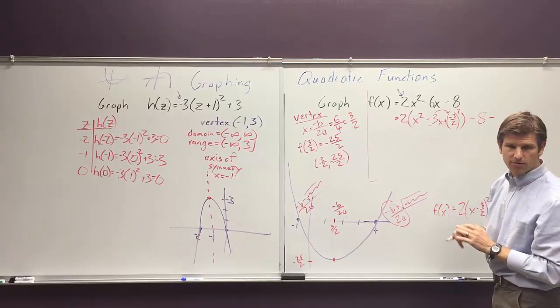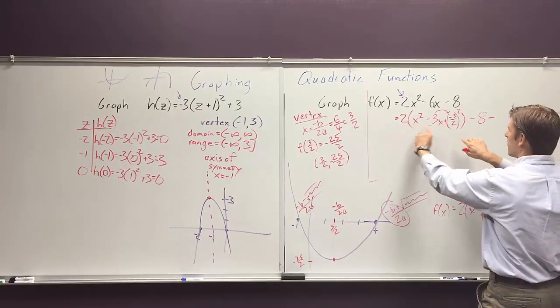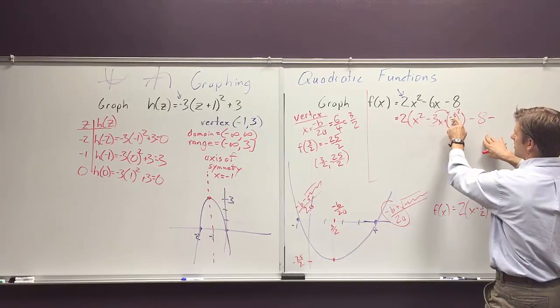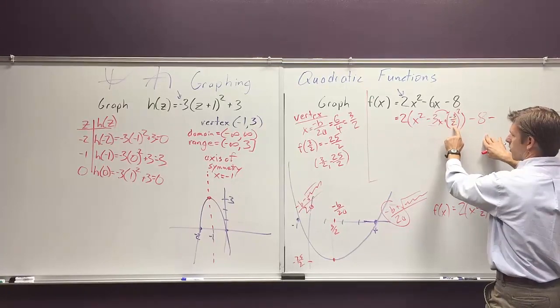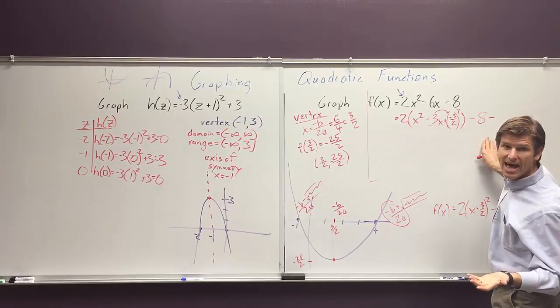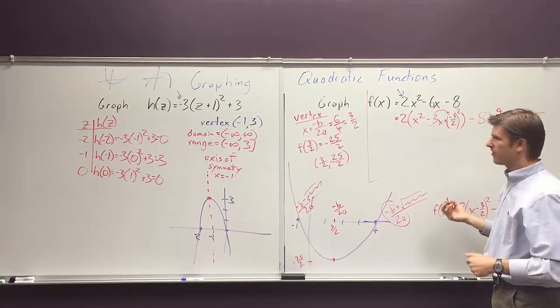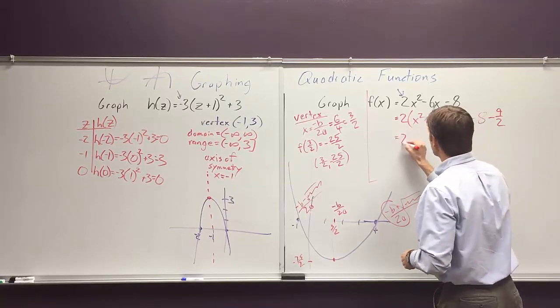Well, let's be careful. Let's see exactly how much I added here. I added 2 times this. And this is, let's see, if you squared that, that would be 9/4. Twice that would be 9 halves. So I have to subtract 9 halves. Fair enough?